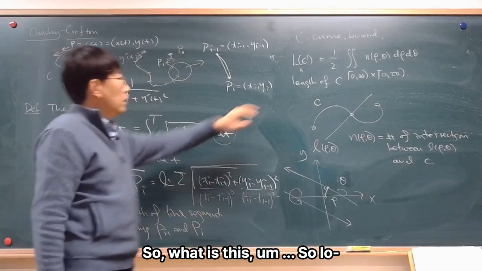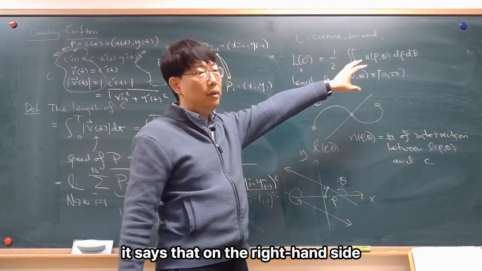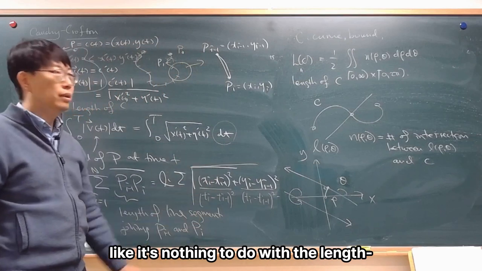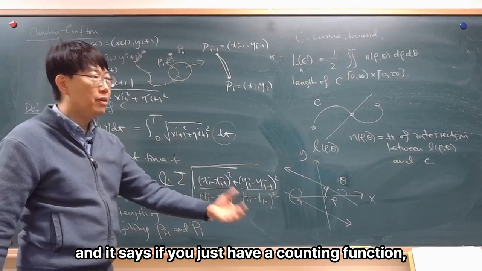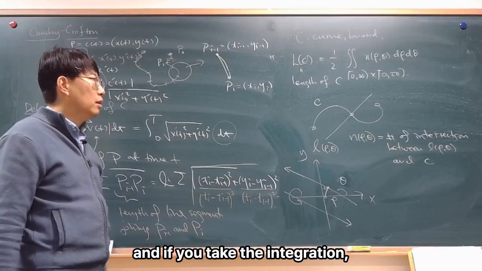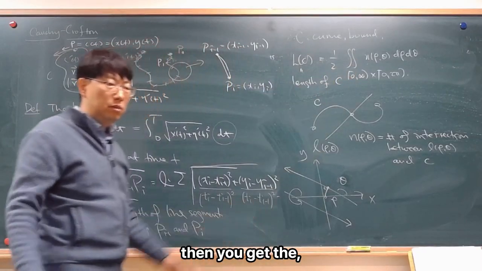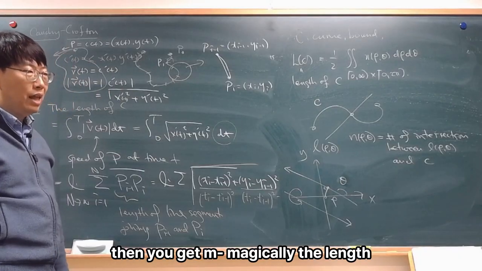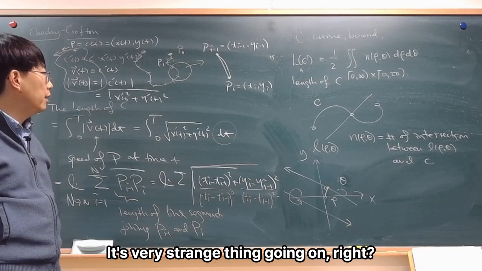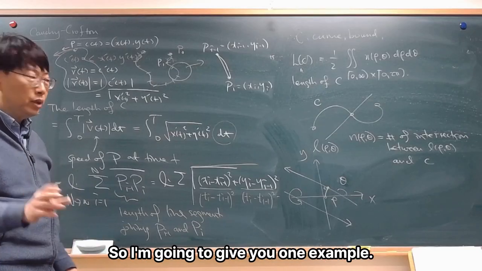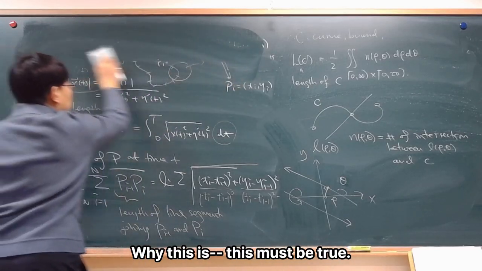So going back to our formula, on the right-hand side, it seems to have nothing to do with the length. We just count the number of intersections. And it says if you just have a counting function, and you take this double integration, then you magically get the length of the curve. It's a very strange thing going on, right? So I'm going to give you one example of why this must be true.